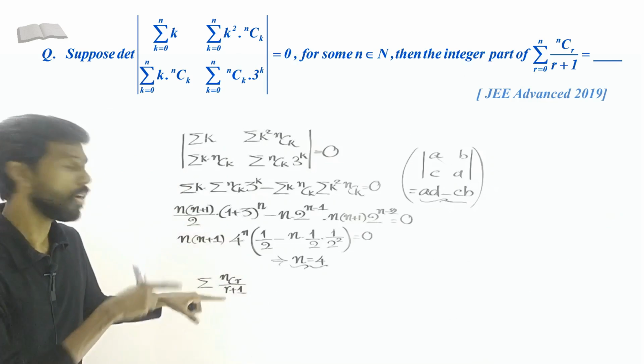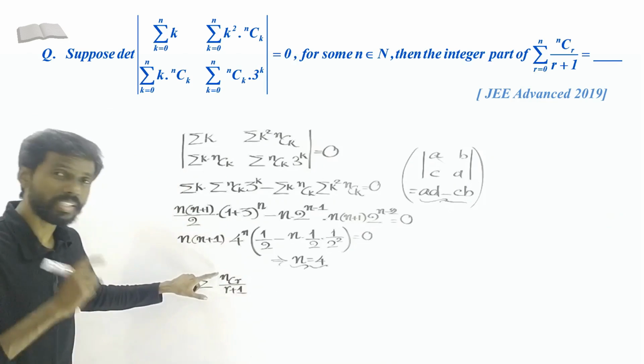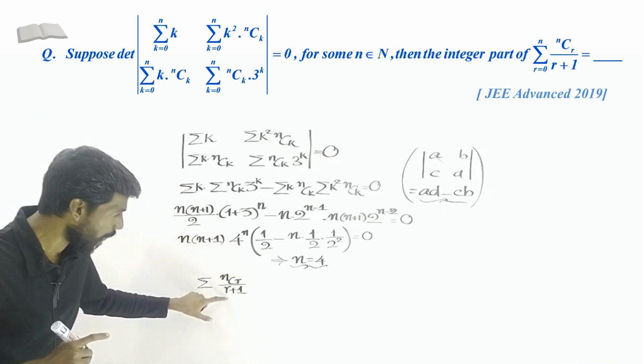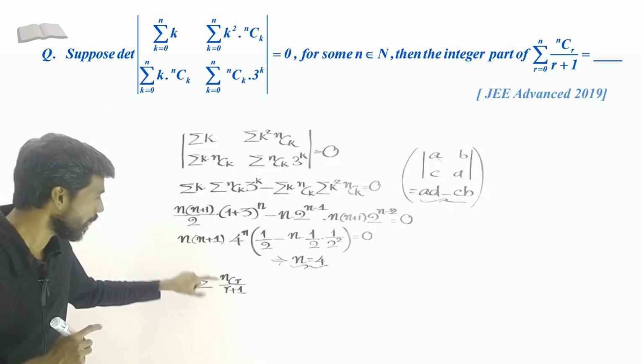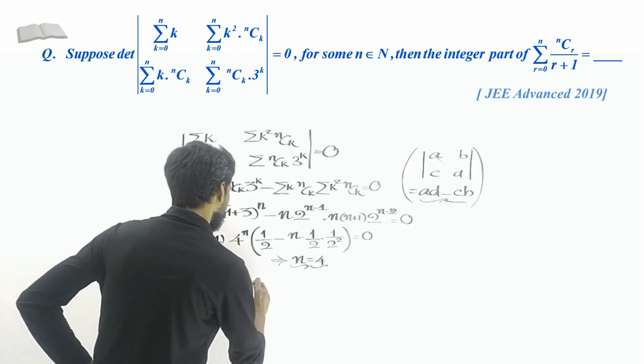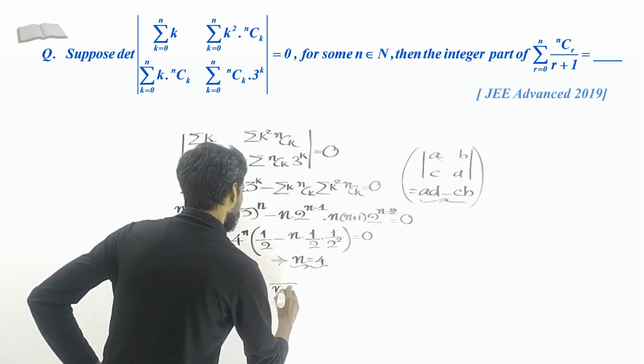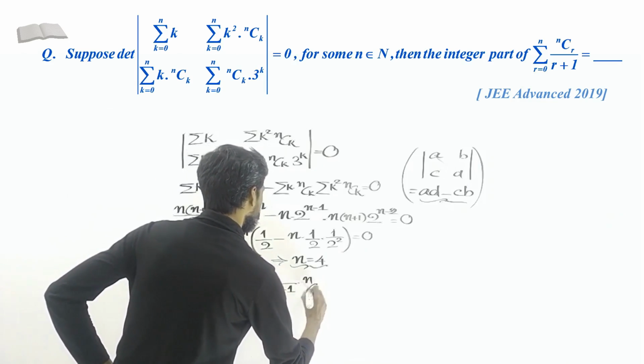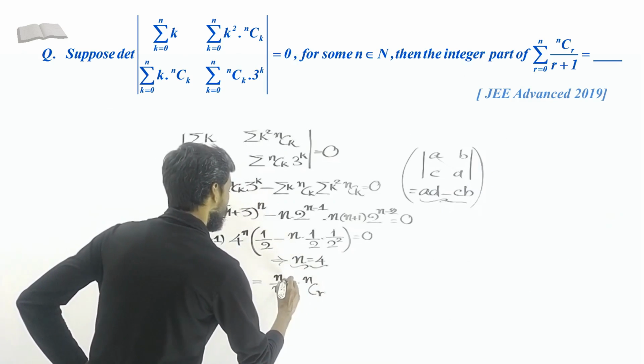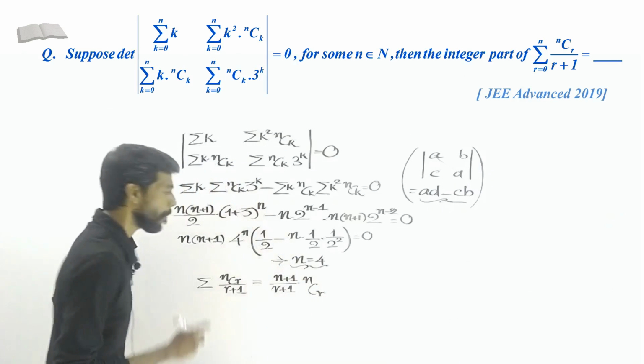Now n is known, so we can use it. Like we did in the previous question, we have to remove this r plus 1. How to do that? We can combine this. We can write it as n r plus 1 here, and nCr, you multiply this by n plus 1.